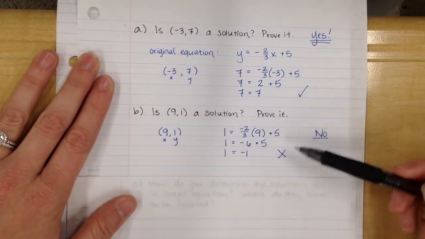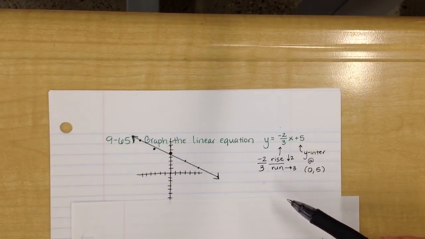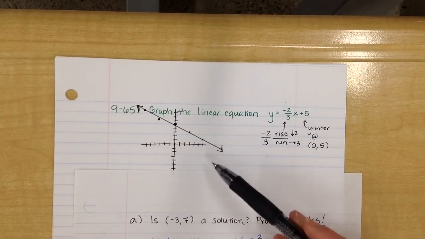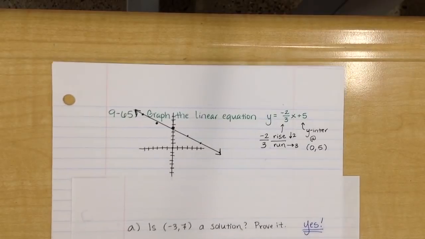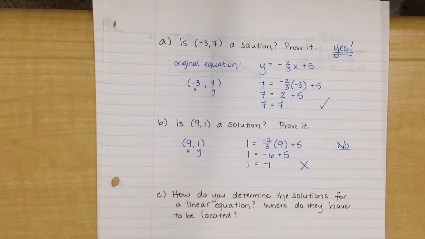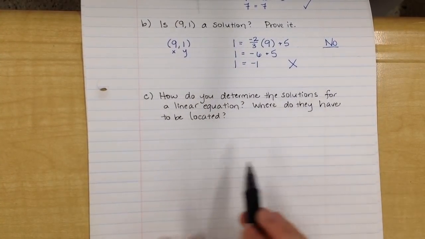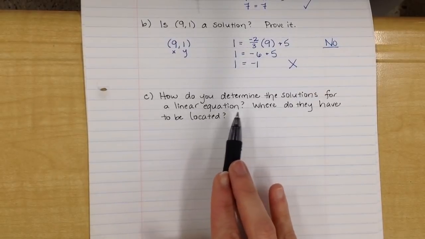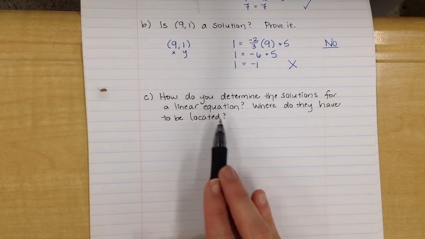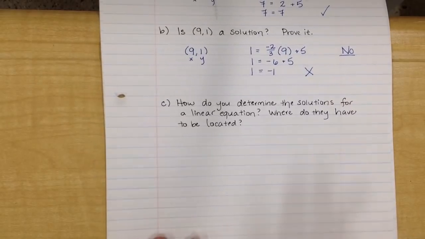So this is the difference between proving it algebraically, plugging in the numbers, and solving it graphically, creating the graph and possibly even creating a table of values to go along with it to see what the values were. So the last question that number 65 asked us was, how do you determine the solutions for a linear equation? There are actually two questions here, obviously. The first question, how do you determine the solutions for a linear equation? And then the second question is, where do they have to be located?